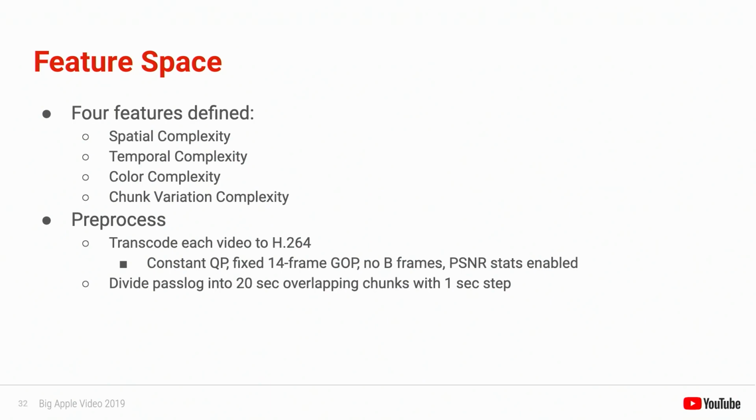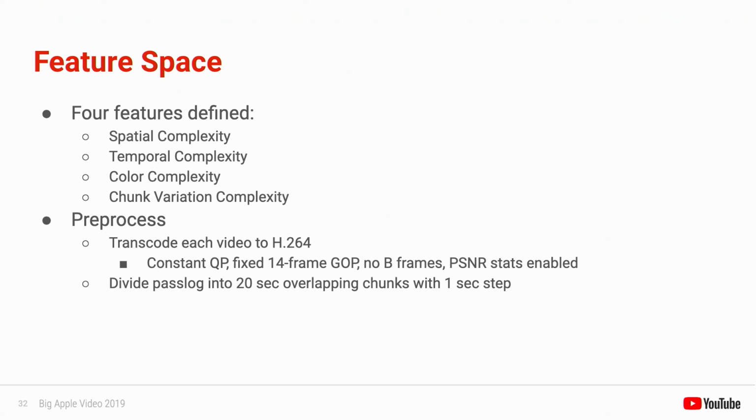We don't know what type of visual content will become popular in the future, so we wanted to build a dataset that contains a broad range of spatial, temporal, and color complexity. And because many video processing pipelines divide videos into chunks and encode them in parallel, we also wanted a measure of inter-chunk consistency. Thus, we defined a feature space consisting of 4 attributes: spatial complexity, temporal complexity, color complexity, and chunk variation complexity. In just a minute, I'll tell you how those features are defined, but first I need to explain the pre-processing that we did before computing those features.